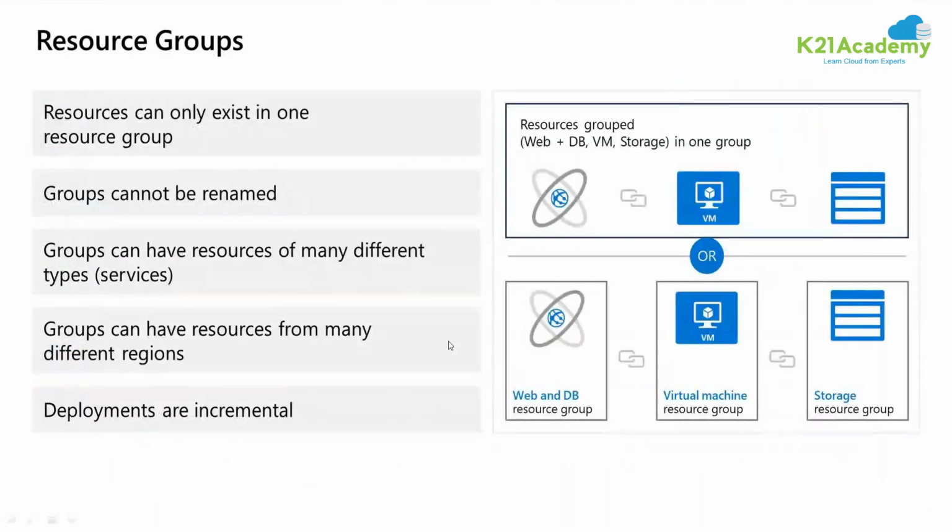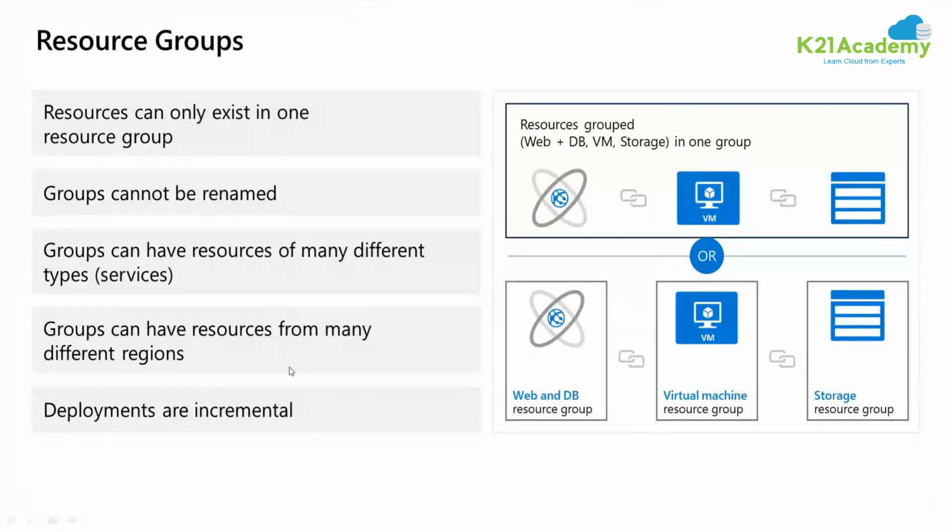More things about resource groups: a resource can only exist in one resource group. Groups cannot be renamed. Once you have created a resource group, it cannot be renamed, right? Groups can have resources of many different types. So it can be a virtual machine, a database, a storage account, or a web app. Inside a resource group you can create multiple resources, and they can be deployed in different regions also. We'll understand more about regions.